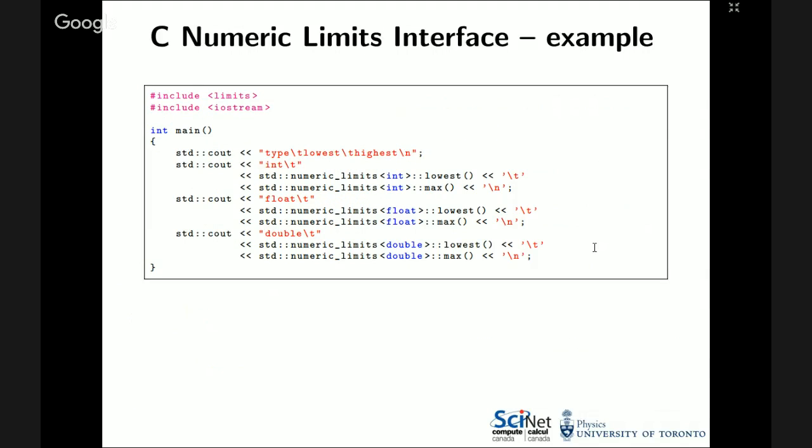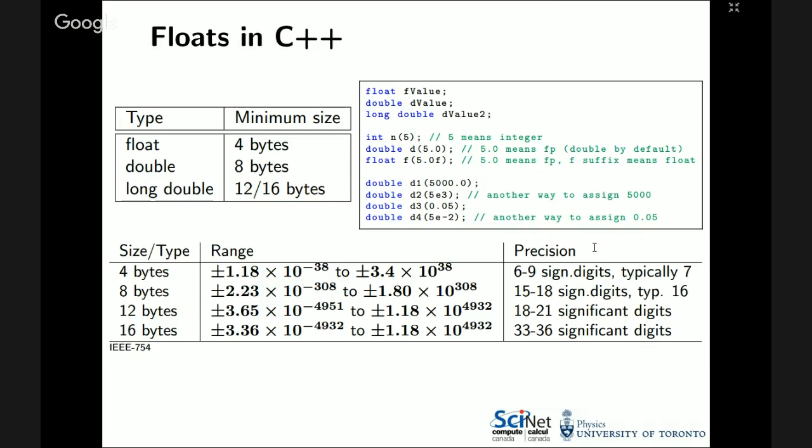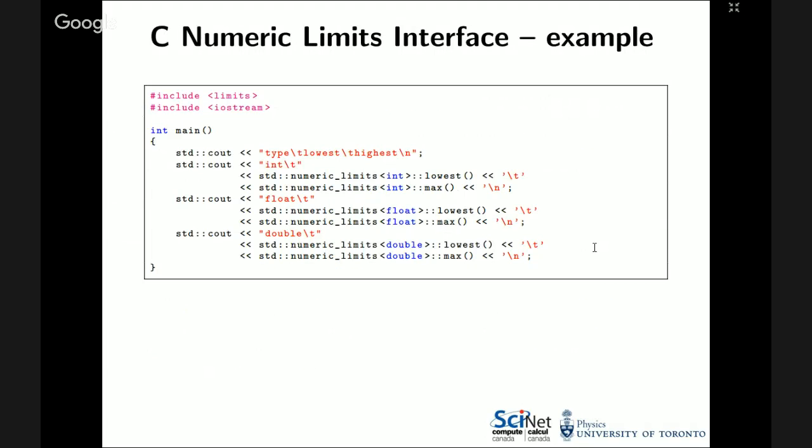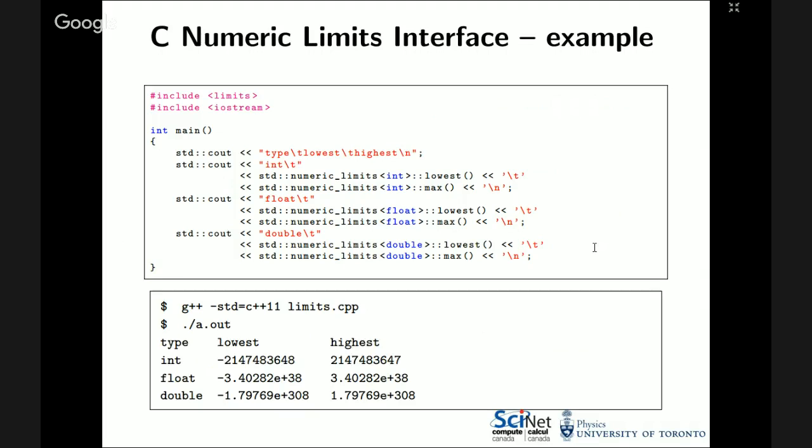In this case, you need to include the limits library, and then basically what I'm printing there is just the numeric limits of integers, the lowest and the maximum value I can represent, the same for floats and the same for doubles. The backslash t is just a tab, so basically we'll tabulate things. The idea is you don't need to remember this kind of table, which is the range or which is the maximum and lowest value. You can ask the compiler and your operating system to tell you what that is. So I compile that using the C++ 11 standard, run the code, and then I have for the integer the lowest and the highest value, for the float the lowest and the highest value, and for the double.